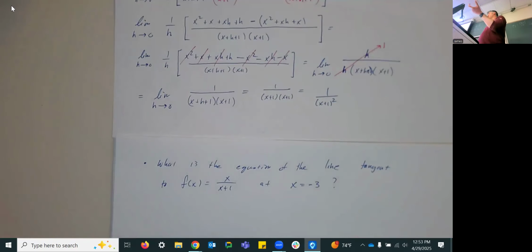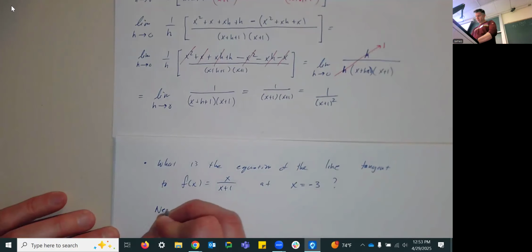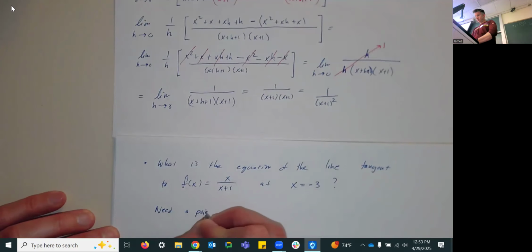Well, to find the equation of a line, we need two pieces of information. We need a point and we need a slope. So we need a point, and we need a slope.